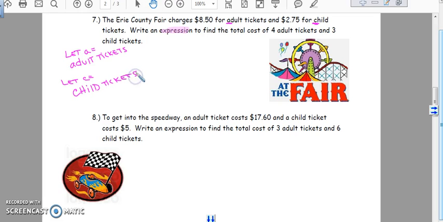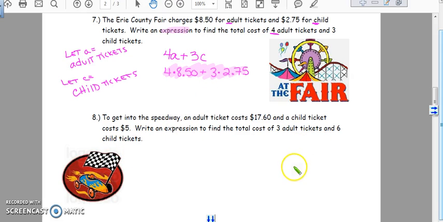Now, I'm buying multiple tickets. I'm buying 4 adult tickets. So I'm going to do 4 what? Times, because I'm buying multiple, the cost of the adult tickets plus 3 times the cost of the child ticket. Now I got to substitute this in. I'm going to do 4 times the cost is $8.50 plus 3 times the cost of the child, which is $2.75. And I can leave it just like that. I don't need to go and solve it any further.